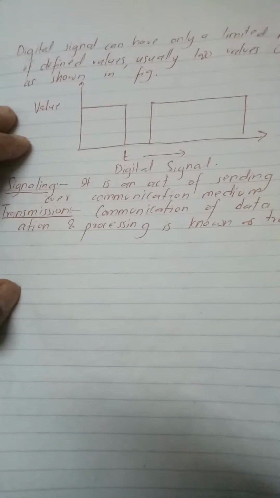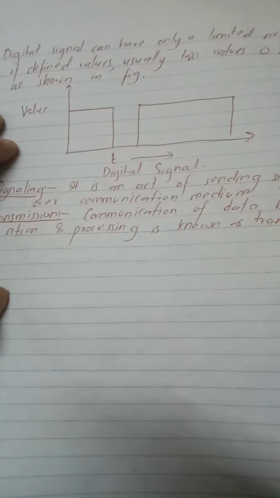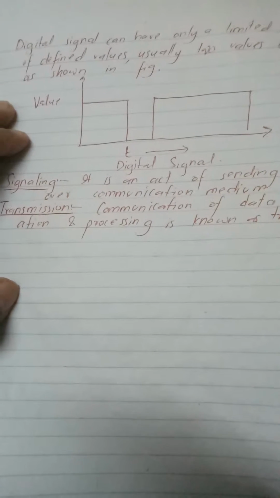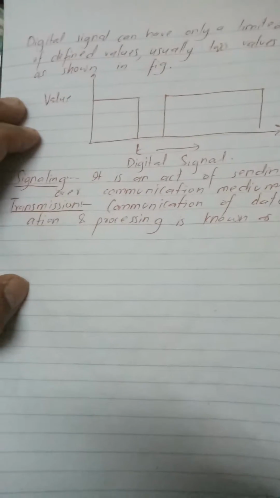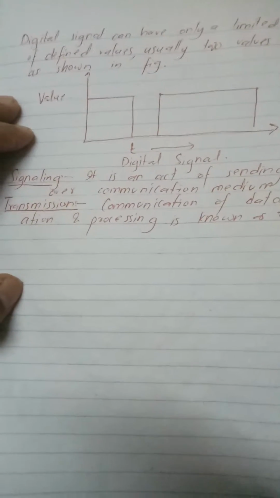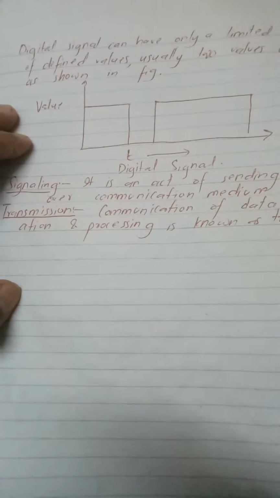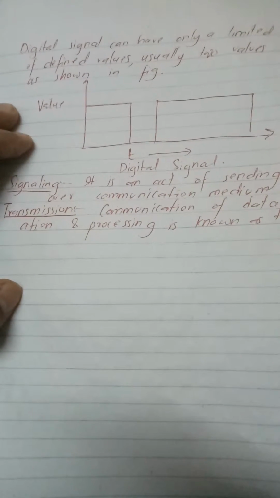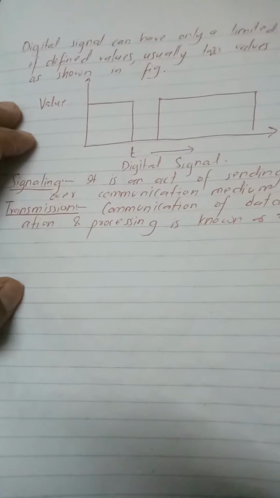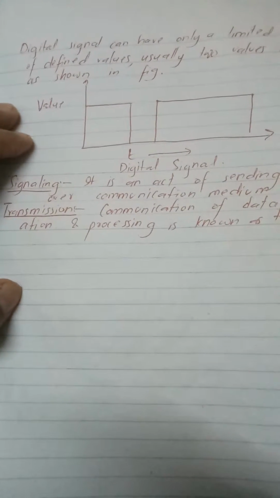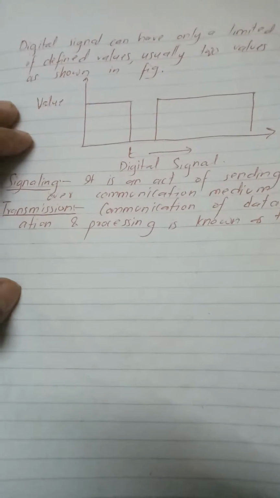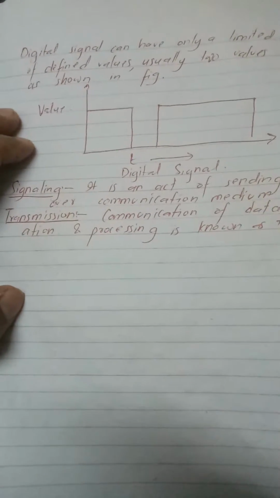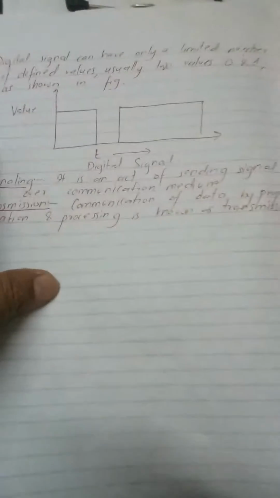Signaling: it is an act of sending a signal over a communication medium. And transmission: communication of data by propagation and processing is known as transmission. That is how we're going to deal with this. Signaling and transmission are two different terms. So in the next video, we're going to discuss some of the other concepts in detail.